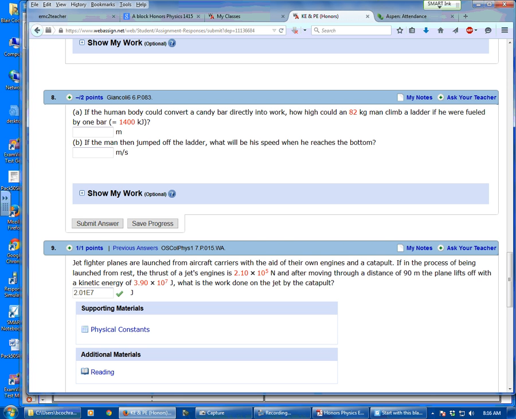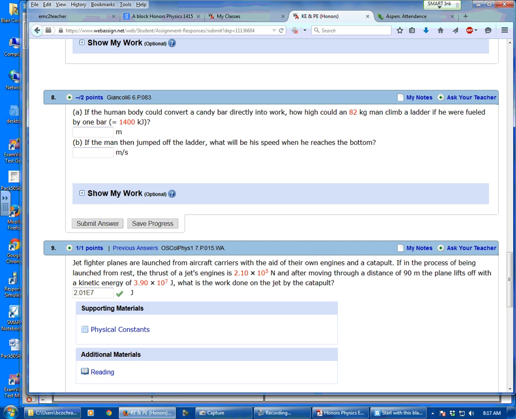The human body could convert a candy bar directly into work. How high could an 82-kilogram man climb a ladder fueled by 1 bar? Now, when we went through the example problems, this one was called Candy Mountain, I think, or Candy Mountain Climb. They do add the wrinkle in here that if he jumped off the ladder, what would be his speed when he reaches the bottom? So what we're looking at here really is 2 conversions.